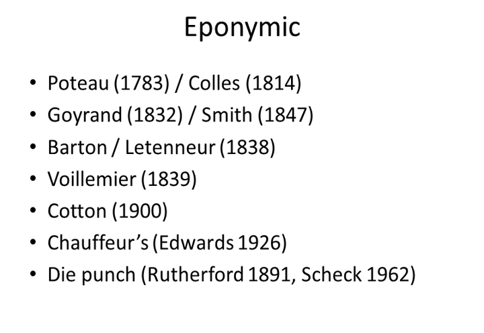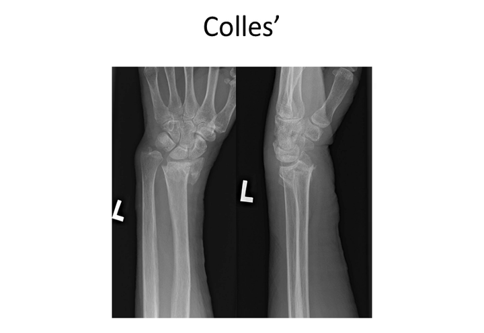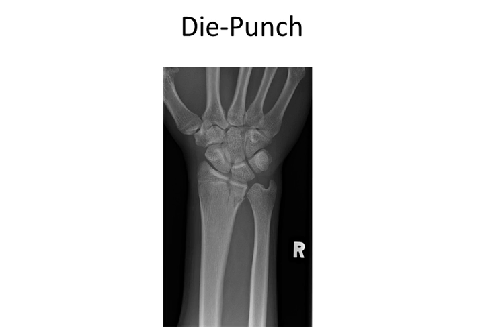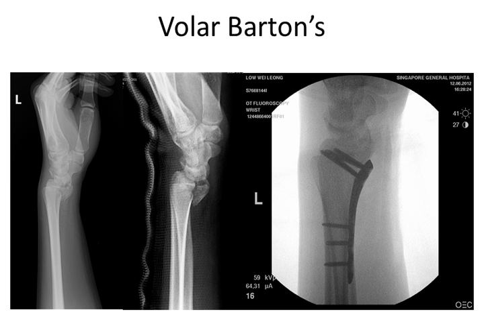Then you have chauffeur's and die-punch. So this is like a Colles', dorsally angulated, dorsally displaced with radial displacement and loss of radial inclination. This is a Smith fracture where it has volar angulation. Die-punch, right at the radial lunate fossa, just to show a few. And this is a volar Barton's, partial articular with the fracture at the volar rim, and then fixed with a buttress plate. Not really buttress now, since you put the screw there.